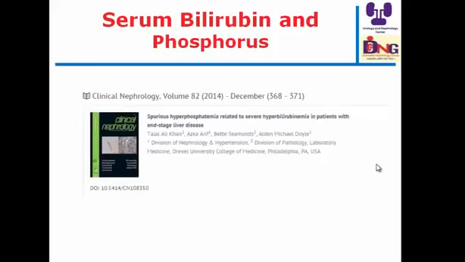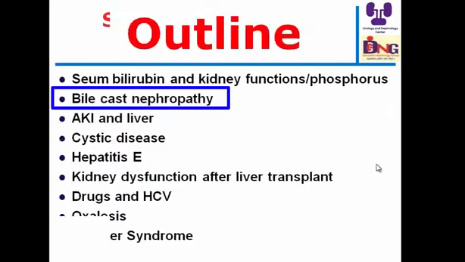What about serum bilirubin and phosphorus? Hyperbilirubinemia may be associated with false hyperphosphatemia because of lab error. The best way is to look at the methodology, because some new autoanalyzers may help in this situation and give the correct serum phosphorus. What about bile acid nephropathy?